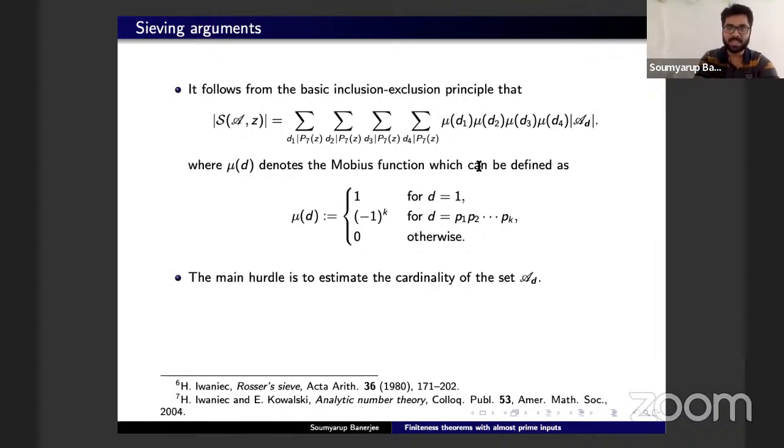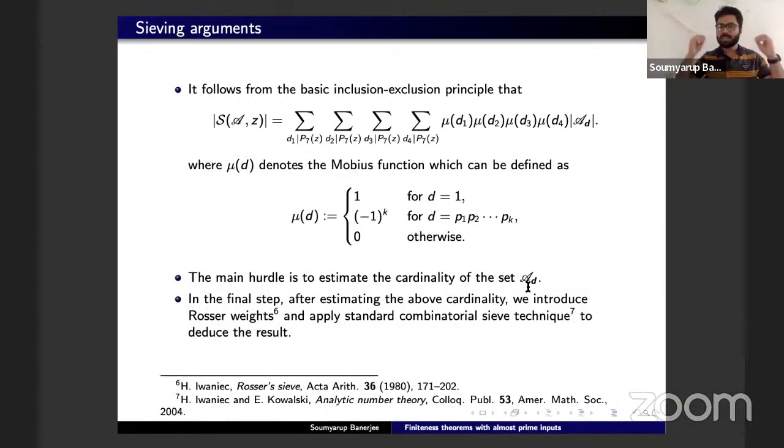So what we want to show is that for m bigger than 7 to the power 1 by 1426, something like that, the cardinality of S_A,z should be bigger than 0, right? And to get the lower bound of S_A,z, the next task is to find the cardinality of A_d, right? The main hurdle in this whole work is to estimate the cardinality of the set A, because otherwise we mainly use the sieving technique. Those are very standard things.